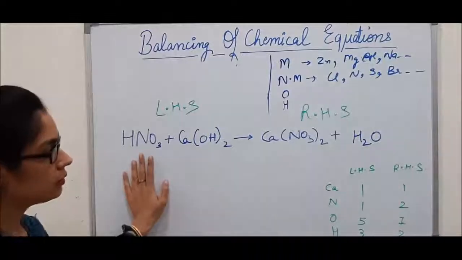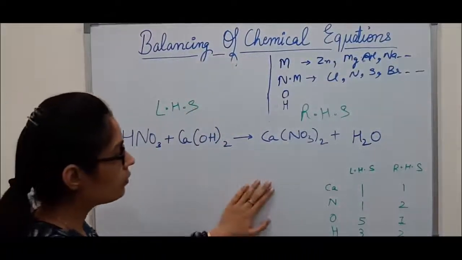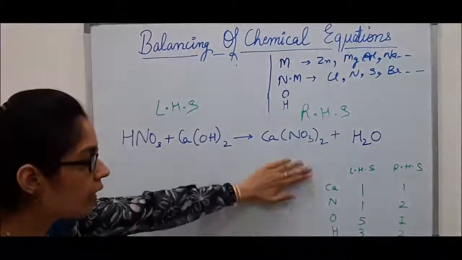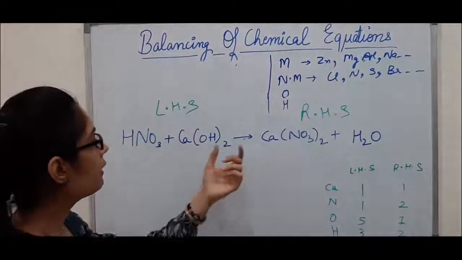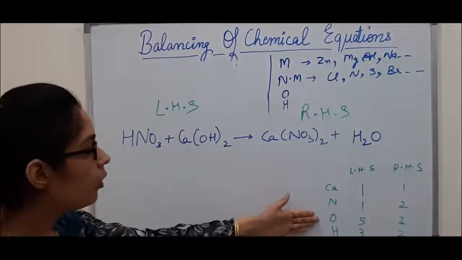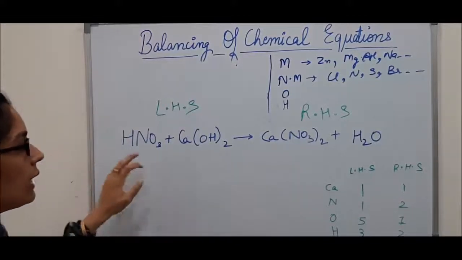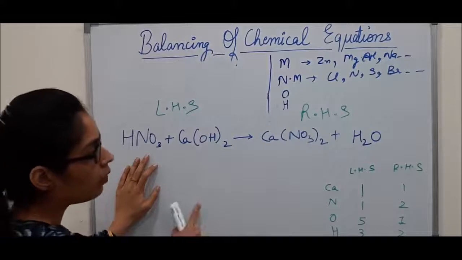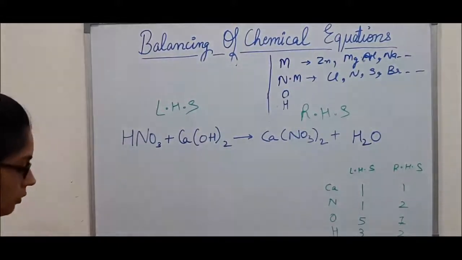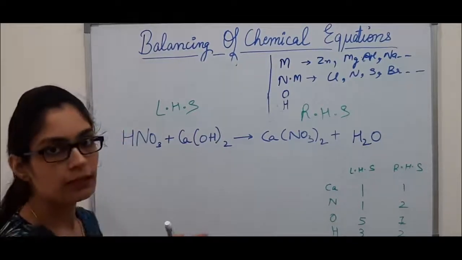Let's balance this chemical equation by using the same strategy. First of all, I have to recognize the metals, non-metals, then oxygen and hydrogen, and write them in this way. I can see calcium is the metal given, nitrogen is the non-metal, then oxygen is also given in this equation, and hydrogen is also present. Let's write down the number of atoms of each element on the left hand side and right hand side. So we will see calcium, which is the metal and which I have to balance at first.